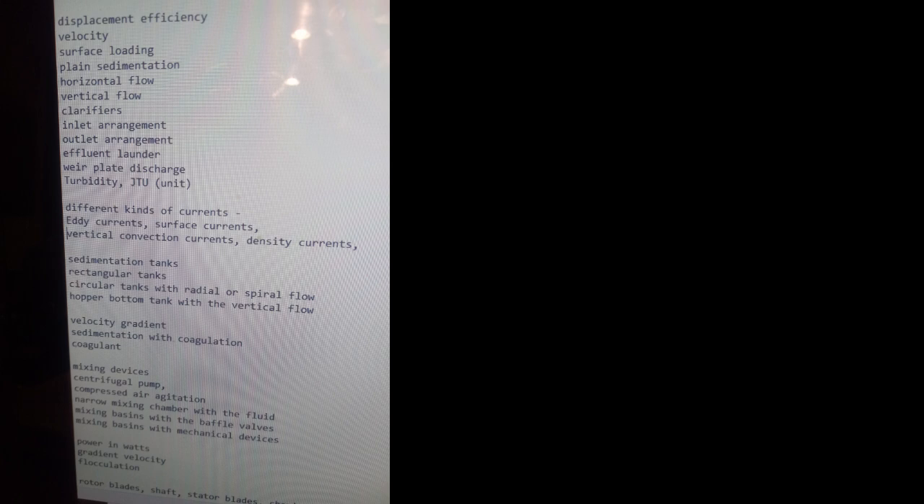mixing devices, centrifugal pump, compressed air agitation, narrow mixing chamber with the fluid, mixing basins with the baffle valves, mixing basins with mechanical devices, power expressed in watts, gradient velocity, flocculation, parts of devices, rotor blades, shaft, stator blades, chemical feed, sludge discharge, baffle, effluent, clarifier, flash mixers.